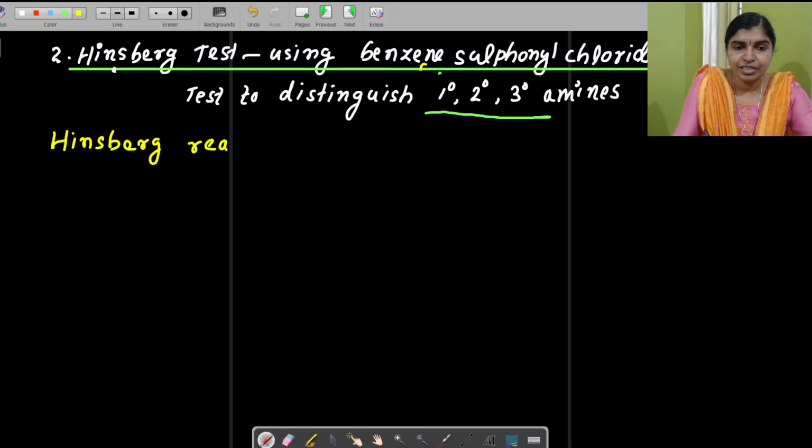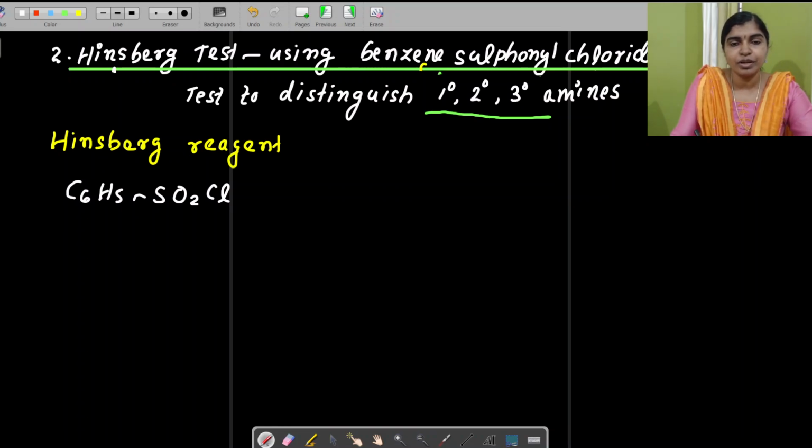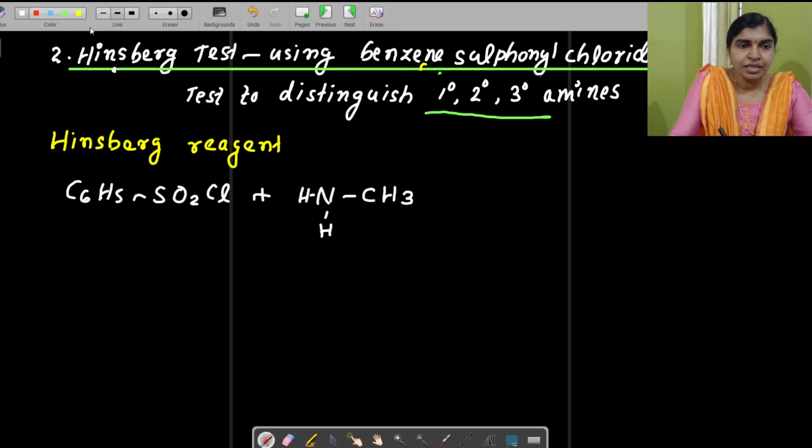What is the Hinsberg reagent? That is benzene sulfonyl chloride, C6H5SO2Cl. When benzene sulfonyl chloride reacts with a primary amine, can you write an example for a primary amine? You can take CH3NH2 or C2H5NH2. Let us take the simplest primary amine, that is CH3NH2. To show the replacement easily, we show it in split form as NHH, that is CH3NH2. Then here the reaction.